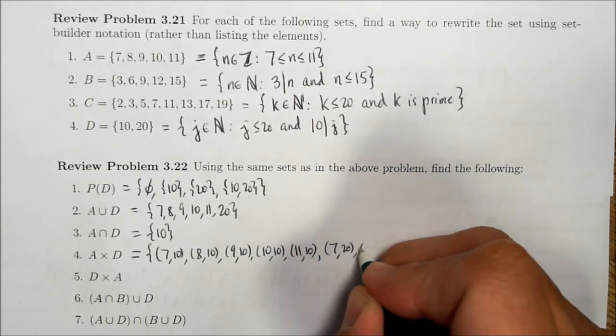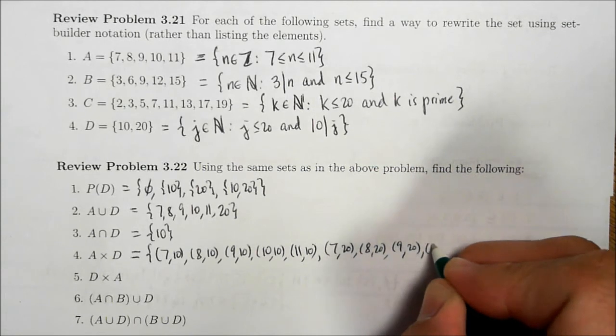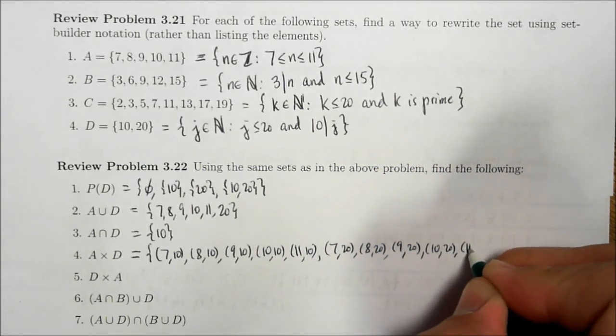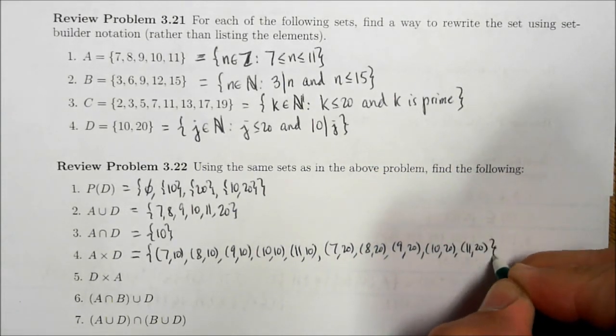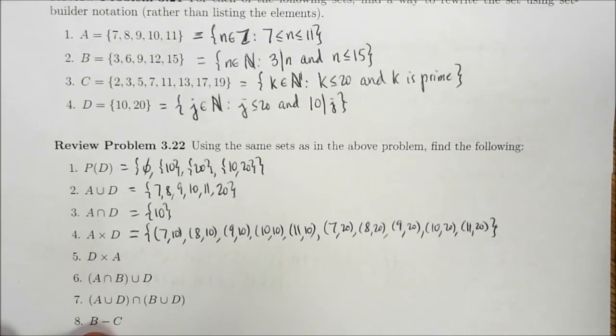(7, 20), (8, 20), (9, 20), (10, 20), and (11, 20). And so this set of 10 ordered pairs would be the Cartesian product A cross D.